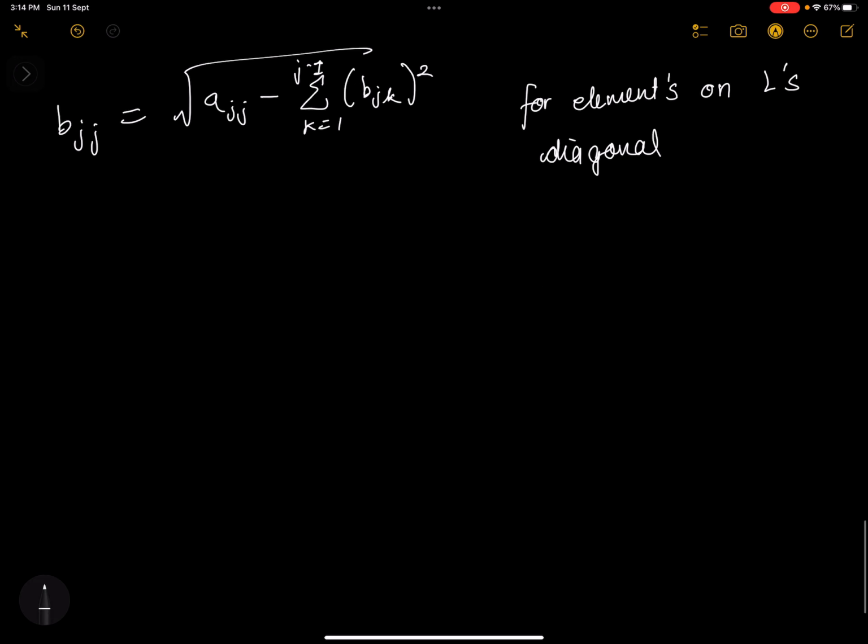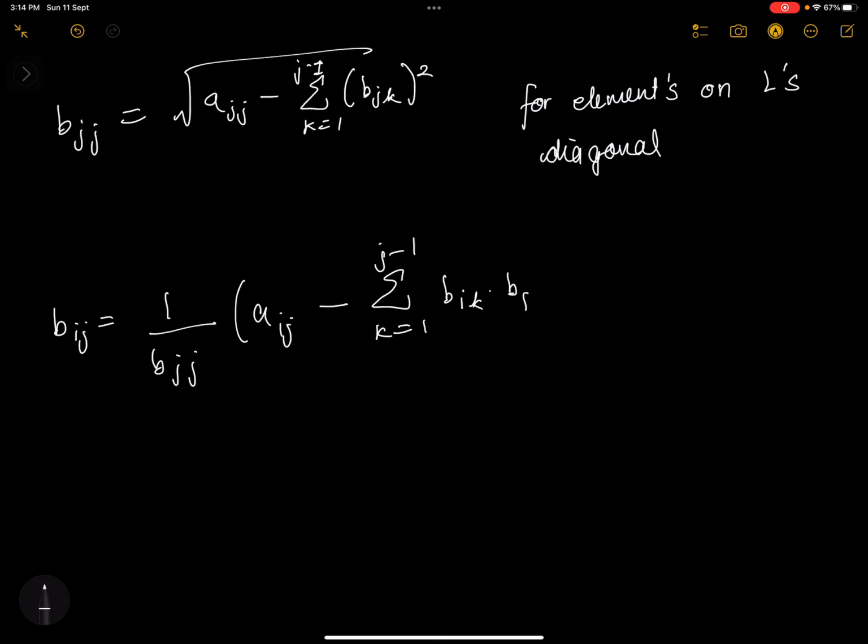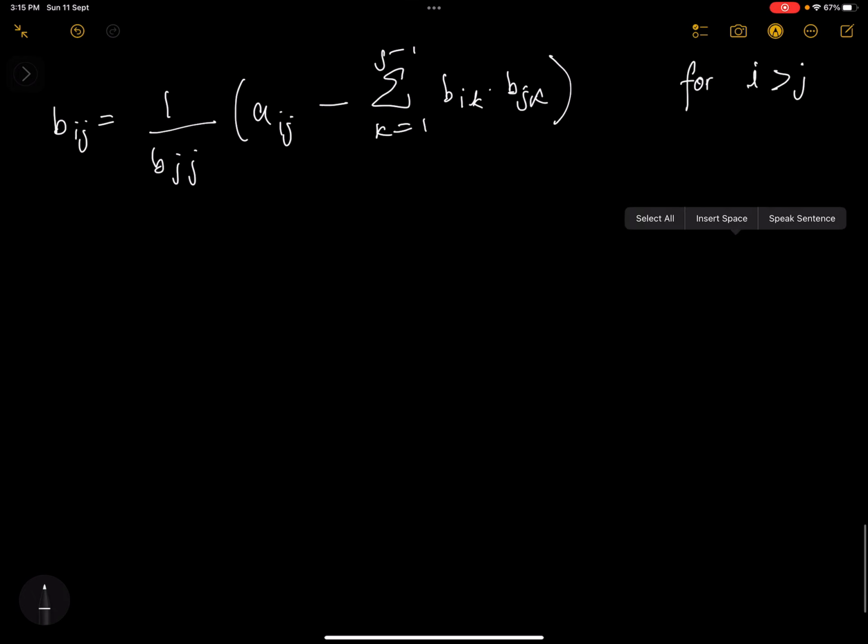And now for elements off the diagonal, we can generalize it to be Bij is equal to 1 by Bjj into Aij minus the summation k equals 1 to j minus 1 of Bik into Bjk. And this is for elements off the diagonal, for i greater than j, right? So now I'll be using these two formulas to do a Cholesky decomposition on a given 3 by 3 matrix. Okay, so let's see if this works, and yeah, let's do this.